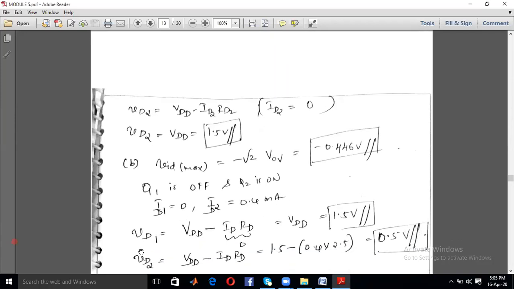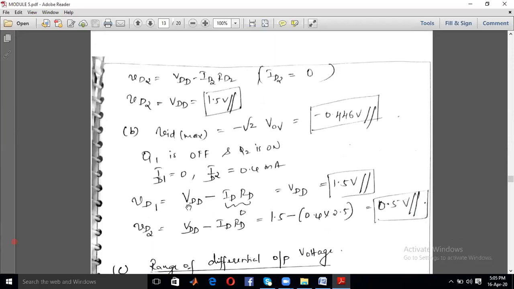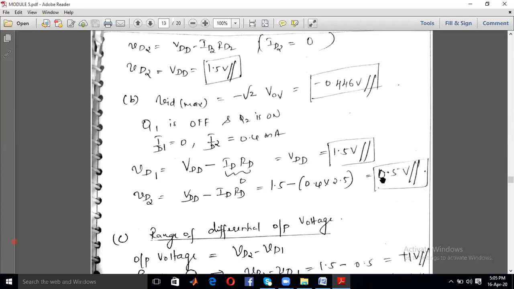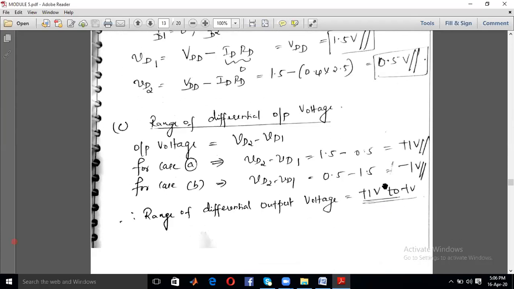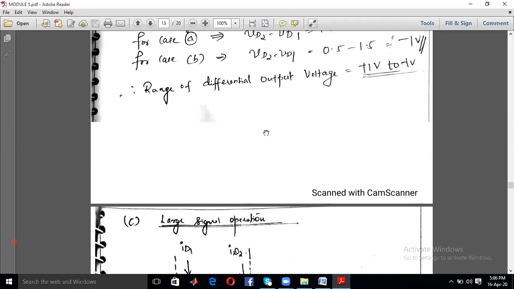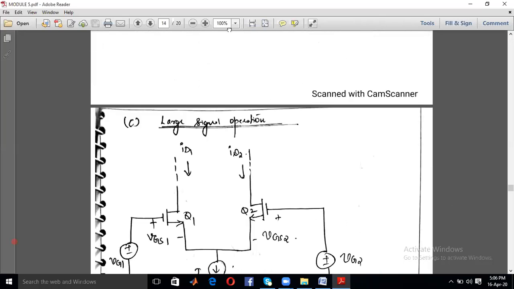Based upon that, we calculate VD1 and VD2. Once you calculate them, just subtract those drain voltages and you will get the final output. That is 0.5 minus 1.5, which is minus 1 volt. So the range of output is from plus 1 volt to minus 1 volt. Hope you have understood. Any doubts?